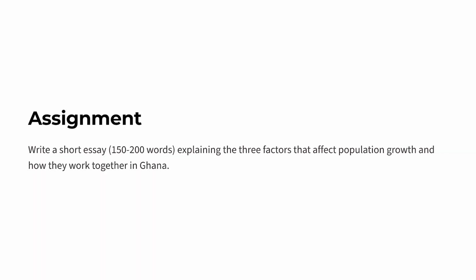To test your understanding of today's lesson, here's your assignment. Write a short essay of about 150 to 200 words explaining the three main factors that affect population growth and describe how they work together in Ghana. This exercise will help you connect everything we've learned.